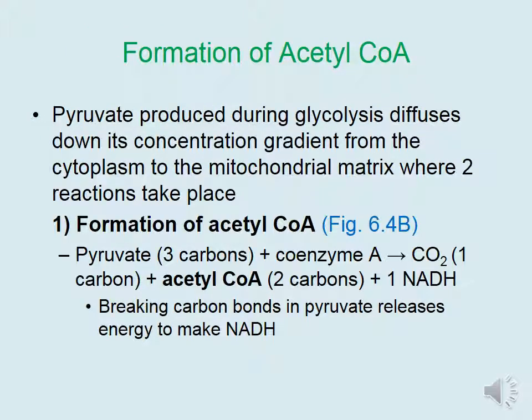Pyruvate produced during glycolysis diffuses down its concentration gradient from the cytoplasm to the mitochondrial matrix, where 2 reactions take place. The first reaction is the formation of acetyl CoA. Pyruvate, which has 3 carbons, is broken down into carbon dioxide that has 1 carbon, and acetyl, which has 2 carbons. Coenzyme A is added to the acetyl group to generate acetyl CoA. Breaking the carbon bonds in pyruvate releases energy to make the electron carrier molecule NADH.